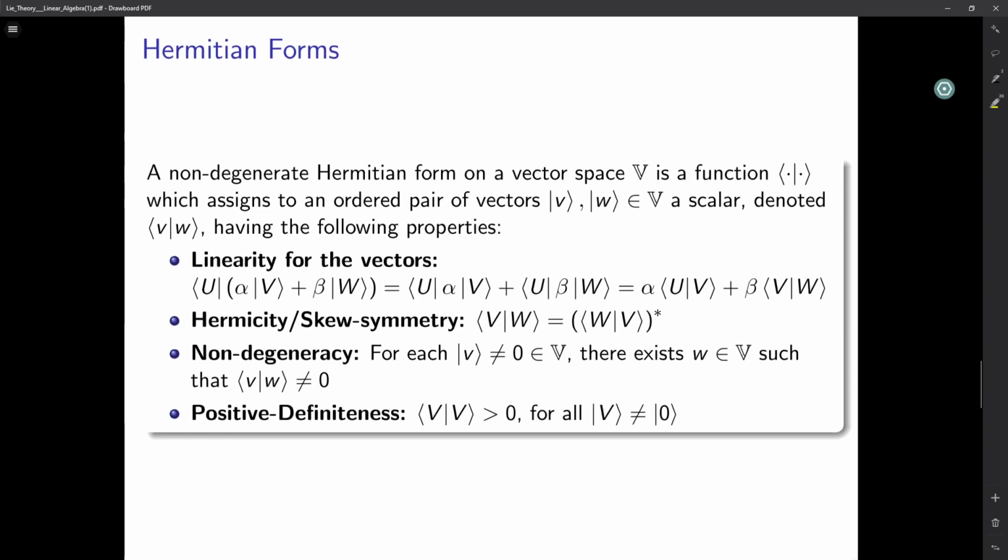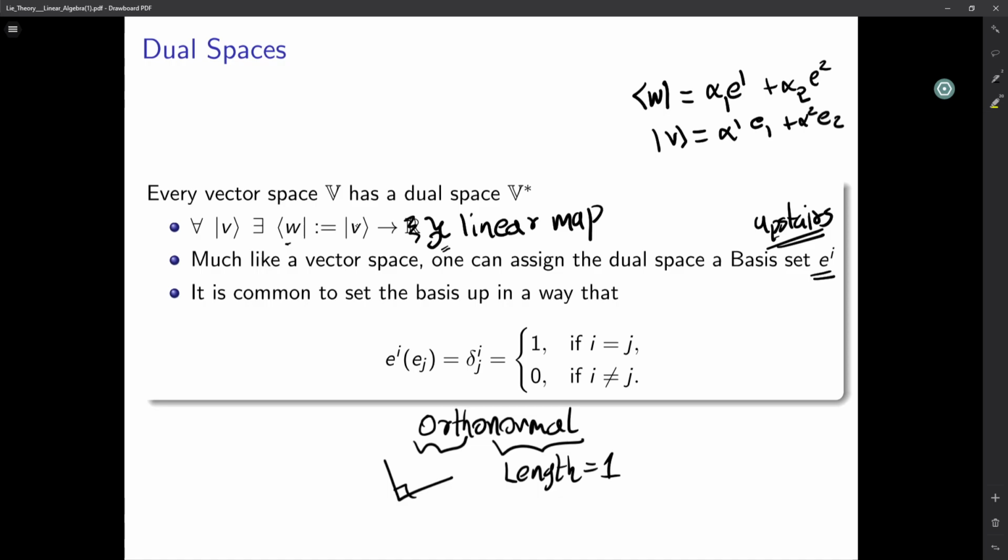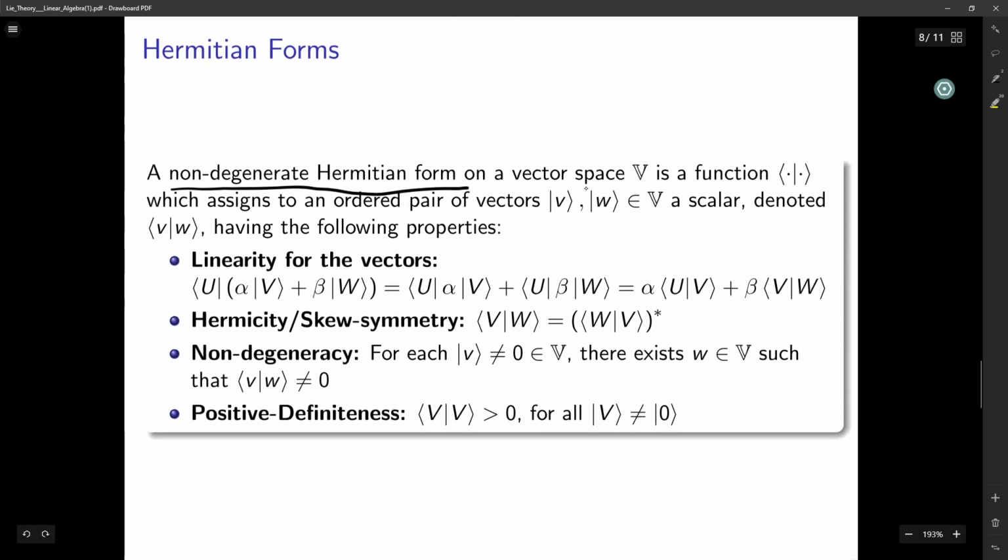And this idea of duals brings us to the idea of a non-degenerate, long word ahead, really long word, non-degenerate Hermitian form on a vector space. Every vector space definitely has a dual, but this is a construct that I'm building on top of a vector space. So not every vector space has a Hermitian form. Sometimes it may not even be possible to have a Hermitian form for every vector space. It might be a different form for all I know. But in physics, we are mostly concerned with Hermitian forms of the non-degenerate type.